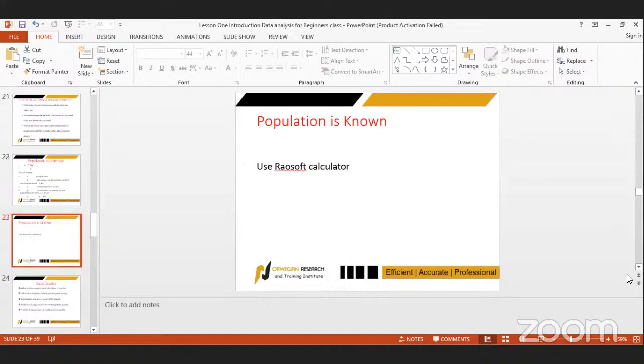Now, in a case whereby the population is known, then you can use a sample size calculator. And we normally adopt even the Raosoft calculator. So when you type Raosoft sample size calculator in Google, it will come up, and there is a margin of error, there is a confidence level, all what we have talked about. Then you just insert the population. If, for instance, the population is 2,000 or 20,000, then the software will be able to give you the estimated sample size that you need to involve in your study. So it becomes just as simple as that.